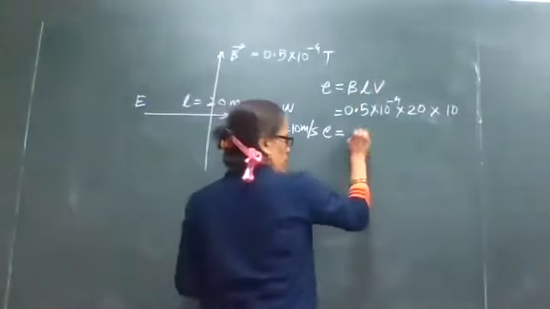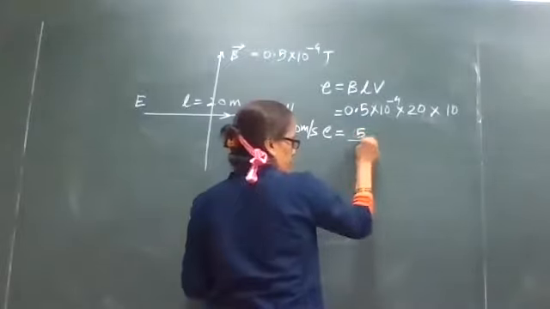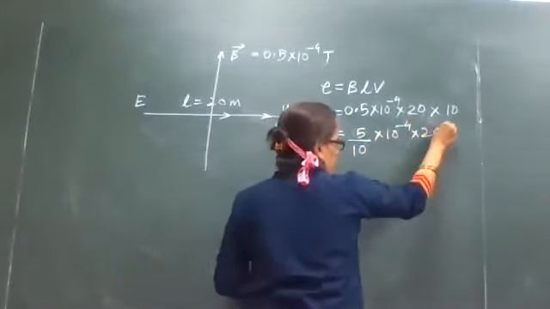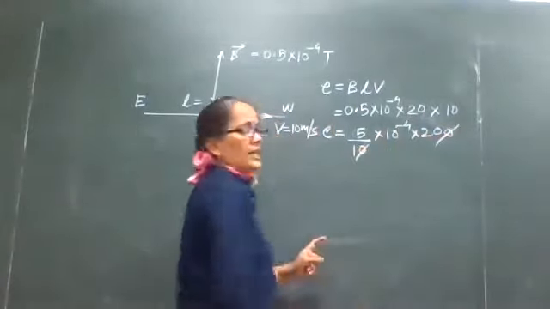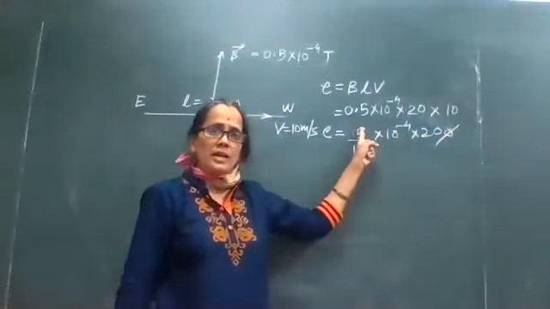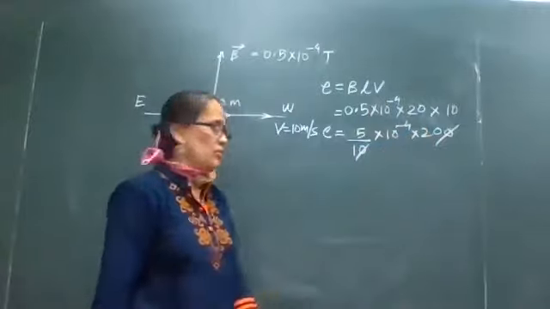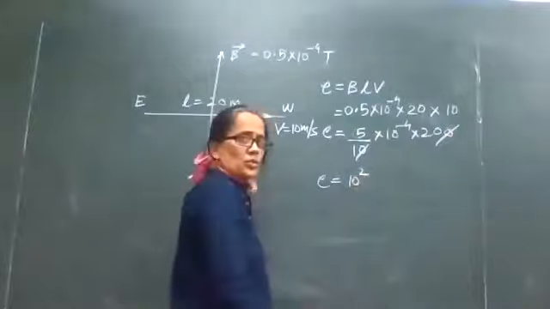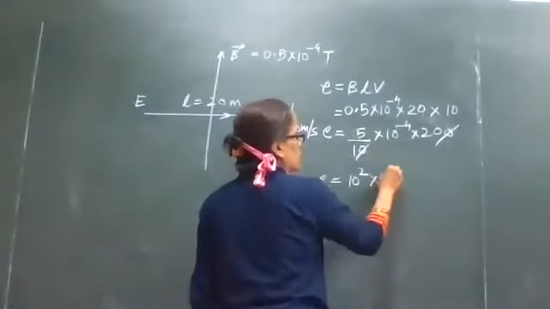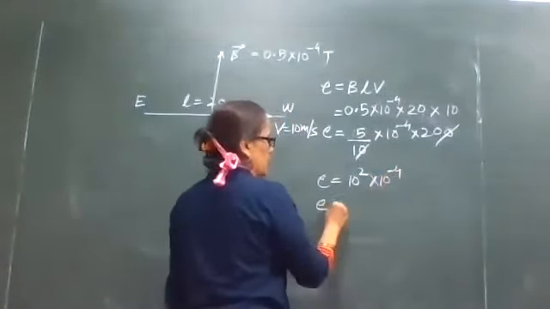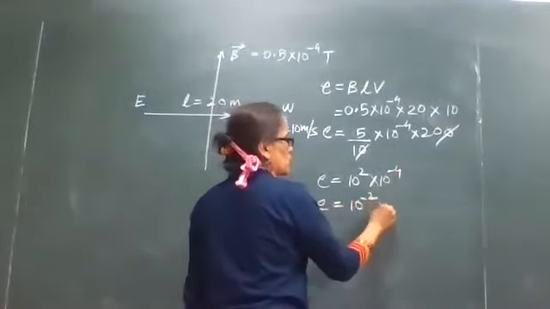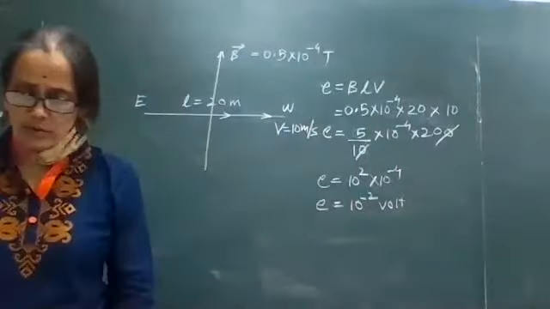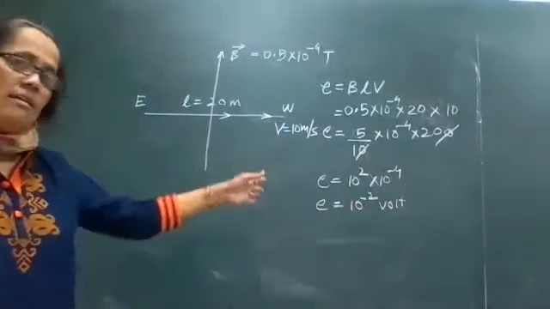0.5 is 5 by 10, into 10 raised to minus 4 multiplied by 200. One of the 0s will get cancelled. 20 into 5 is 100. 100 into 10 raised to minus 4, where 100 means 10 raised to 2 multiplied by 10 raised to minus 4. So your final EMF will become 10 raised to minus 2. This is nothing but the value of the EMF induced in the rod.